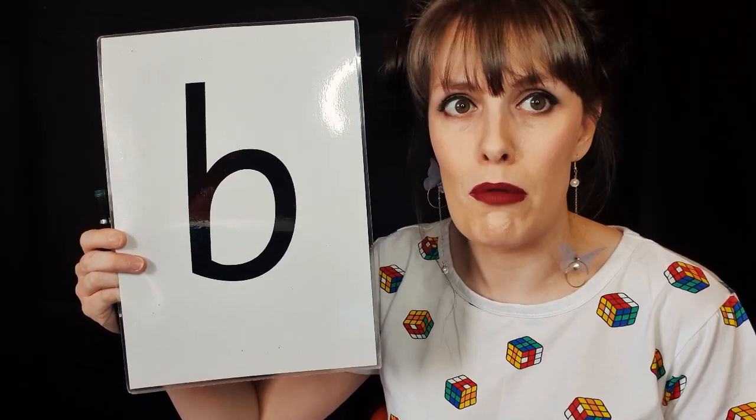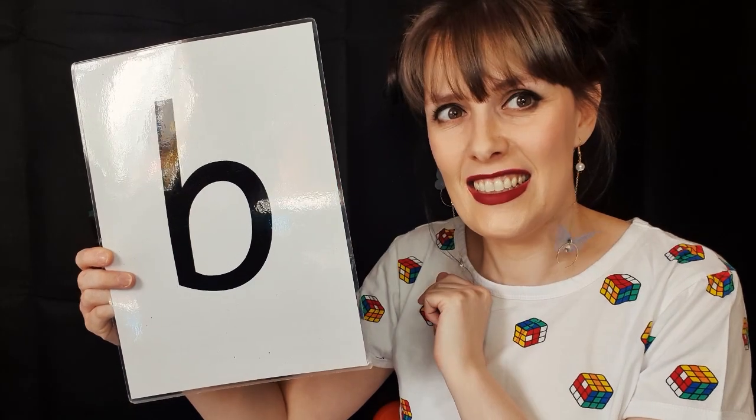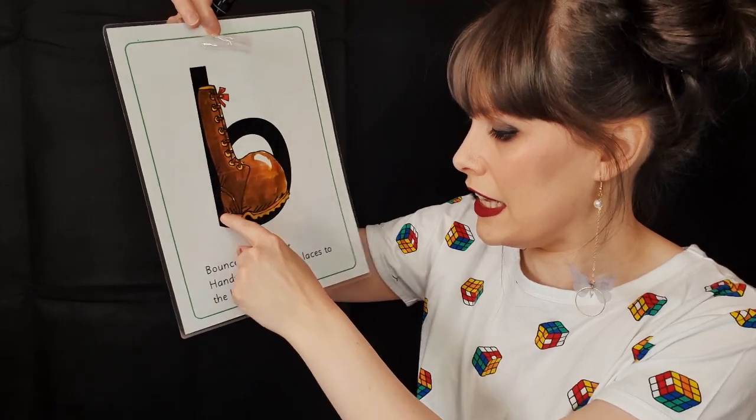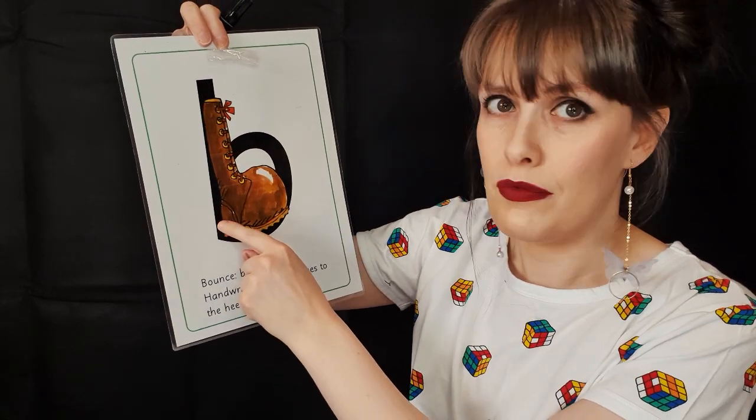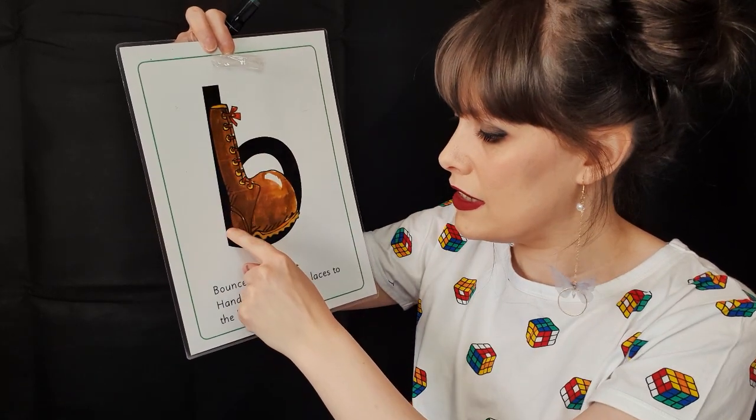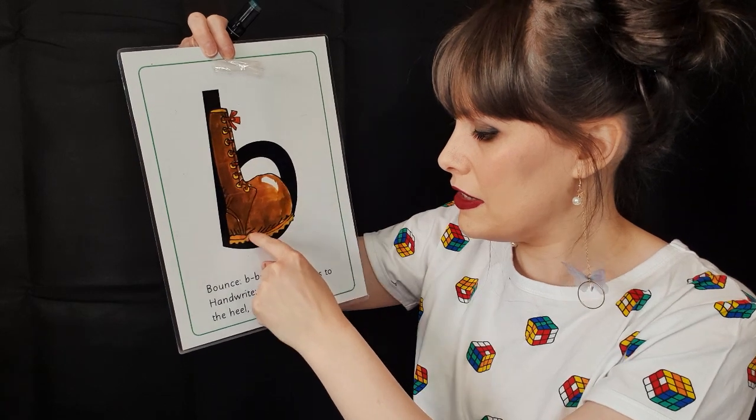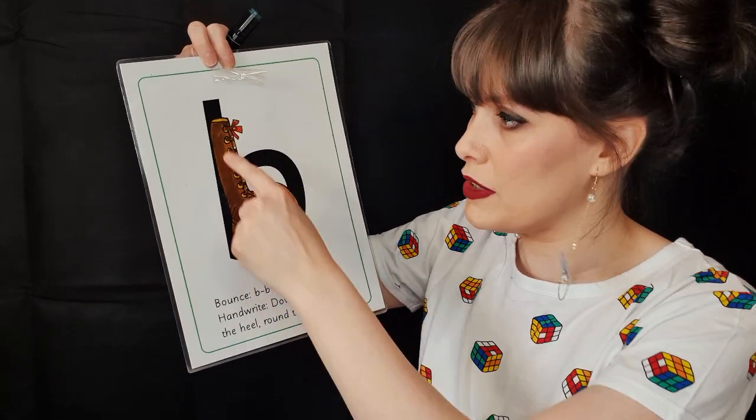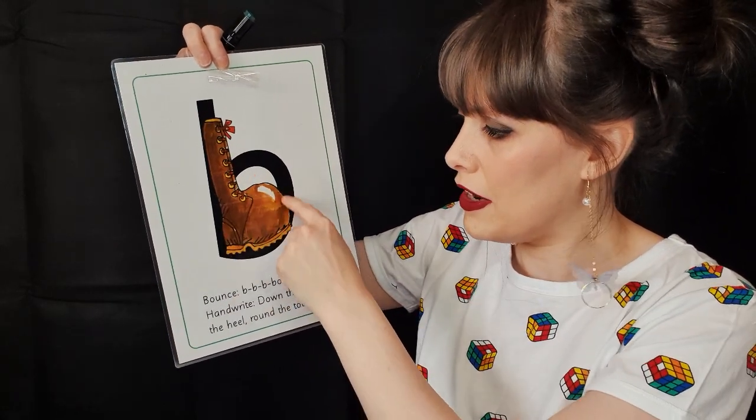B, b, b. Okay, it's another one of those bouncy sounds: b, b, b, boot; b, b, b, bottom. And the sound to go with it is, sorry, the rhyme even, is down the laces to the heel and around the shoe. Okay, so down the laces to the heel and around the, well, it's around the toe, sorry. So down the laces to the heel and around the toe.